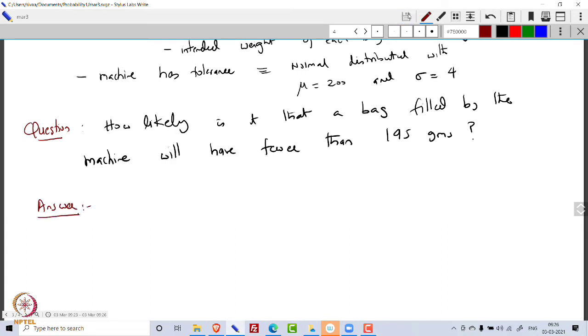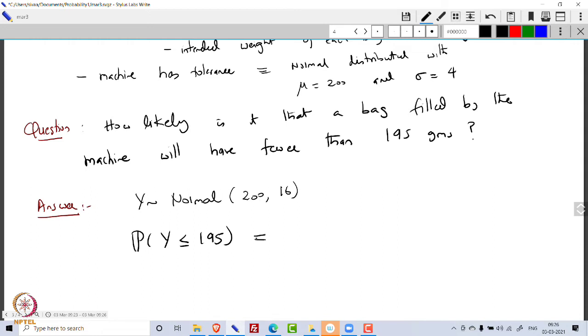Answer. So here what I do is I know my Y is normal with parameter mu 200 and sigma squared 4 squared, so 16. Right? This is what I have. And what do I want to know? I want to find the chance that Y is less than or equal to 195.